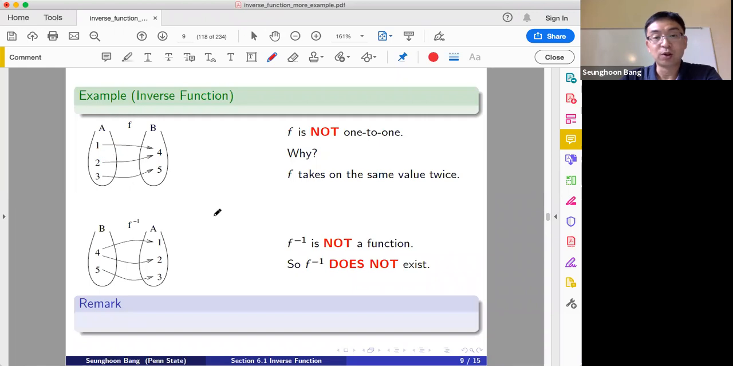So we have one important remark. If function f is not 1-to-1, the inverse function does not exist. Function f is 1-to-1, inverse function exists. The function f is not 1-to-1, inverse function does not exist. This is one important result.